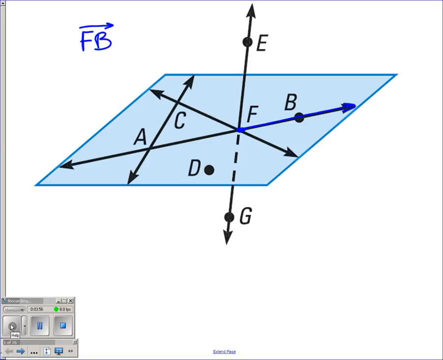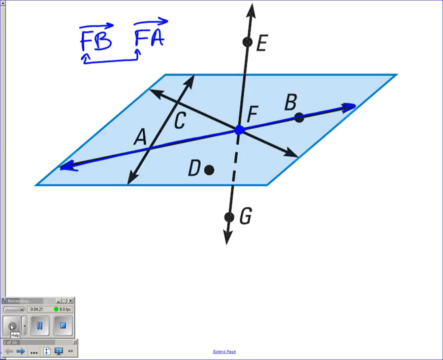Now, what ray is going to be opposite to that? It has to be the opposite direction from the same starting point. That's going to be coming this direction. So, ray FA. Again, notice they have the same starting point and they are opposite rays. Well, that's one way of naming a pair of opposite rays.